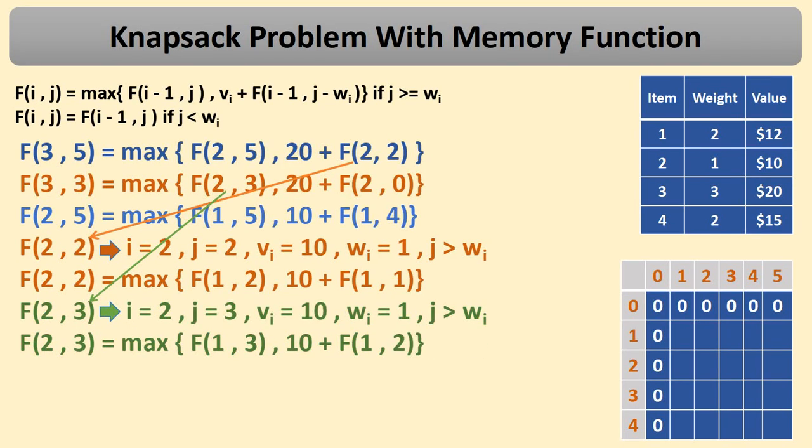Okay, so now if you look at this slide, we have found the solution for f of 2 comma 2. In f of 2 comma 2, we have a new value like f of 1 comma 2 and f of 1 comma 1. So we know 1 comma 1 but we don't know what is 1 comma 2. So we have to find it.